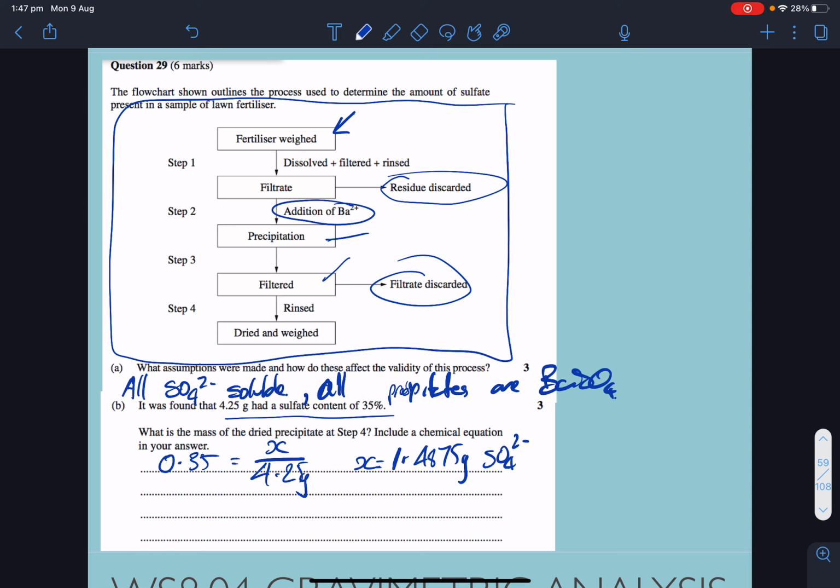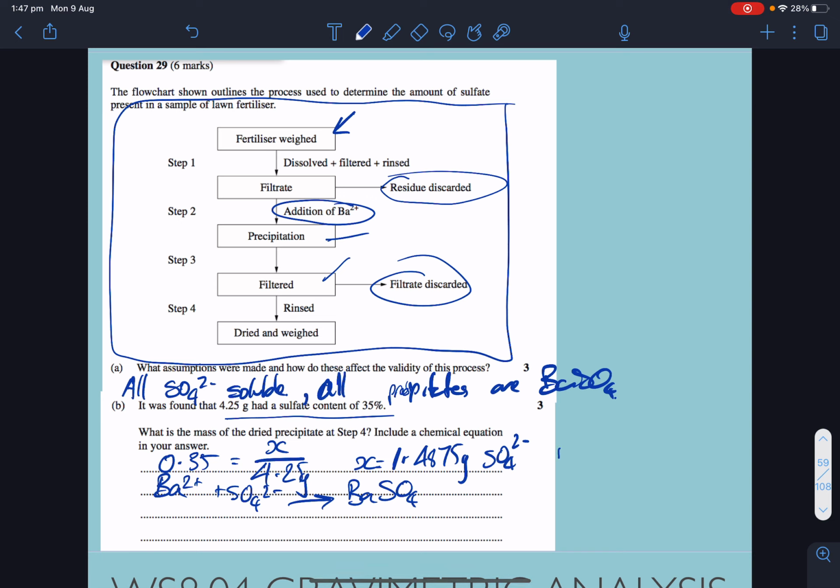Include a chemical equation. Alright. Barium 2 plus plus sulfate 2 minus goes to barium sulfate. Oh, I don't need the 2 minus there. What am I doing? Oh, what a duffer. Okay, so there's your chemical equation. So we've got 1.4875 grams of sulfate.